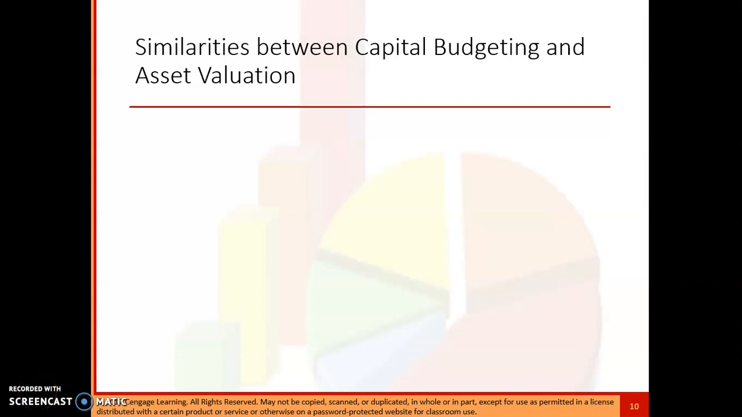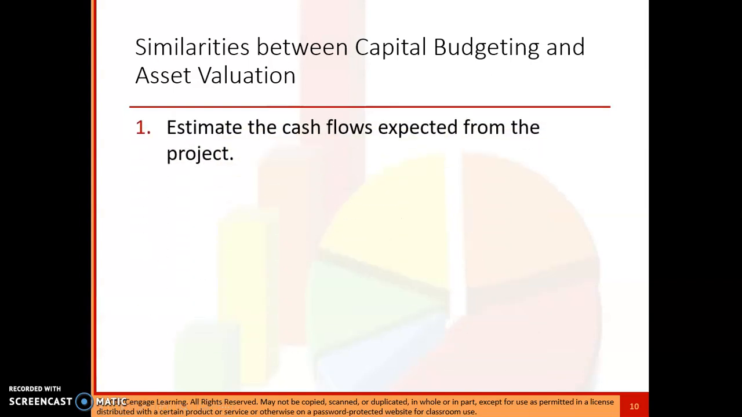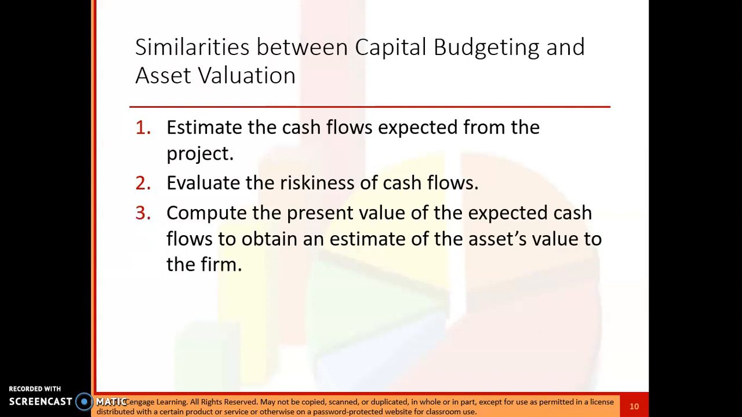I touched on this a little bit earlier: the similarities between capital budgeting and asset valuation. In both cases, you're going to estimate the cash flows expected from the project, or the cash flows expected from a stock or bond. Evaluate the riskiness of those cash flows. Compute the present value of expected cash flows. Obtain an estimate of the asset's value to the firm. The same process applies with a stock or a bond.